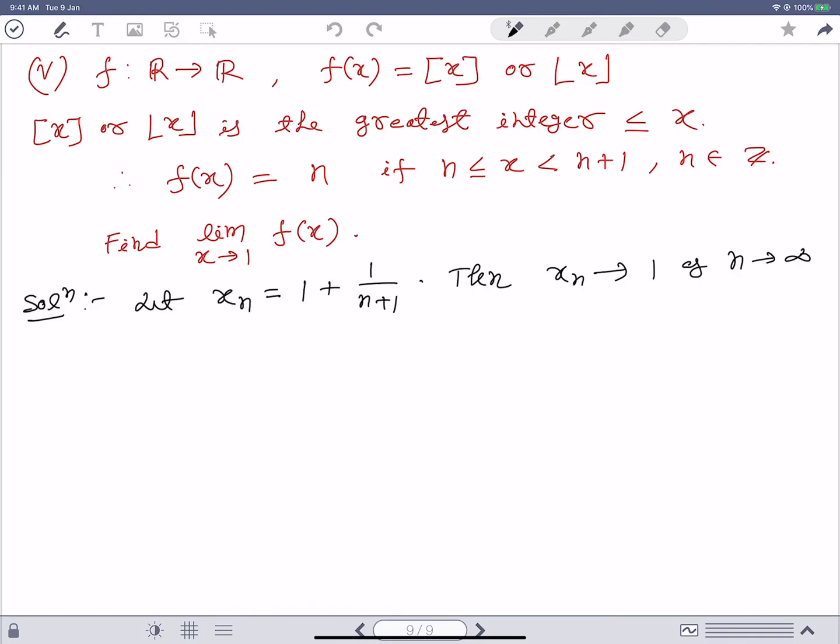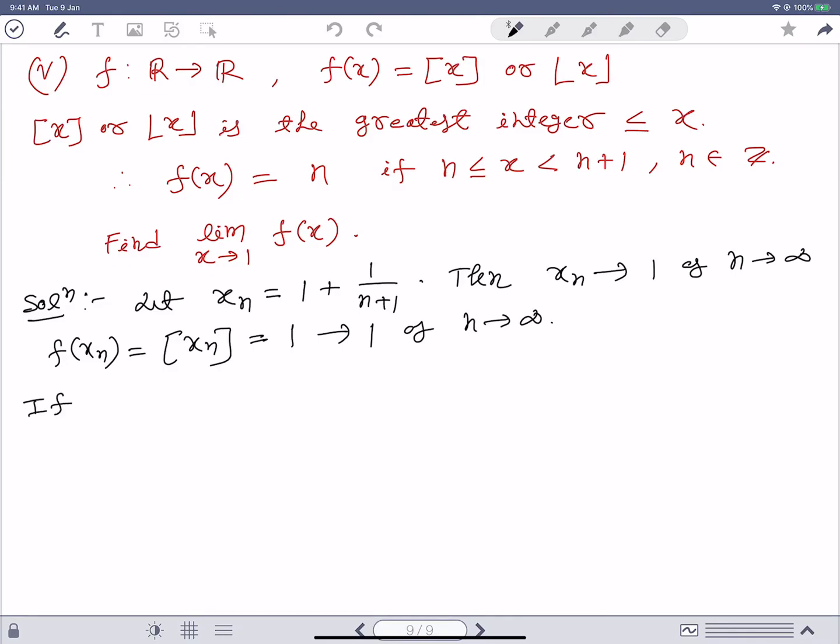Now what is the floor of xn? That is the greatest integer less than or equal to xn, so this will be 1. So this is my f(xn), equal to this, and since it is a constant sequence 1, it converges to 1 as n tending to infinity.